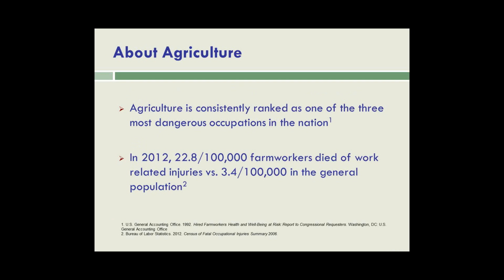Agriculture is considered one of the 3 most dangerous occupations in the nation, behind only transportation, warehousing, and construction for fatalities in 2011. In 2012, 22.8 out of 100,000 farm workers died of work-related injuries, when compared with 3.4 out of 100,000 in the general population. Injuries are due to machinery involved with farm work, the type and nature of the work, such as the heat and the sun, and also exposure to pesticide agents.